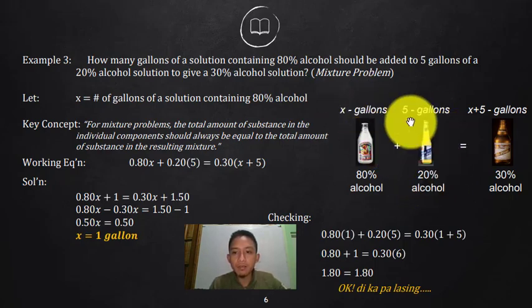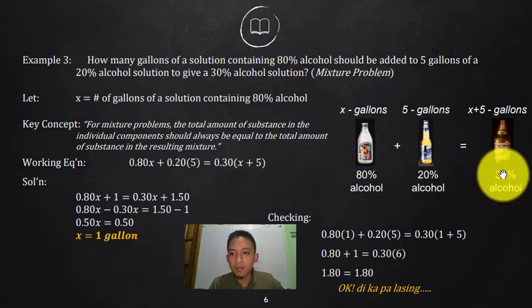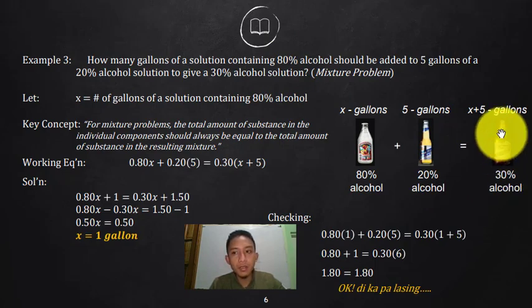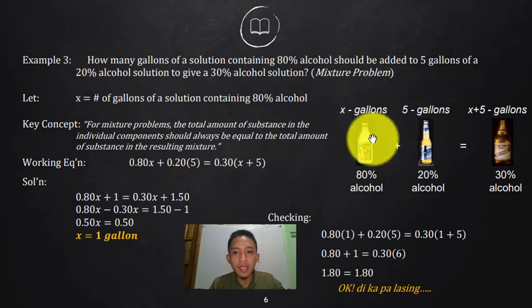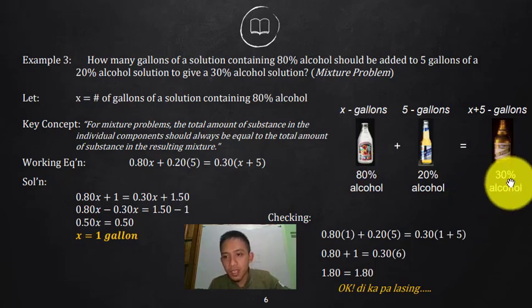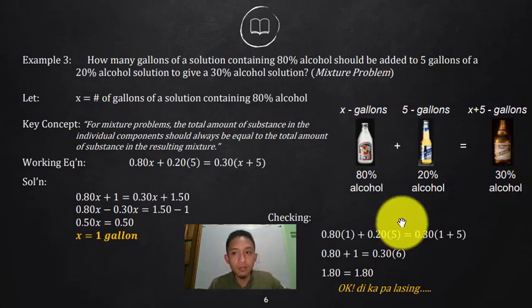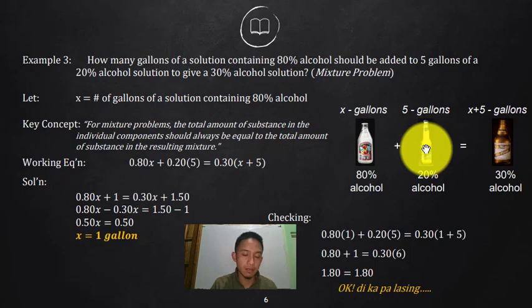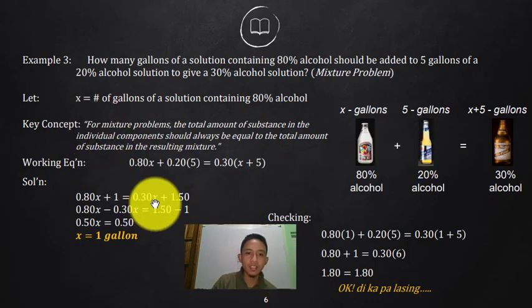If I mix them together, the problem says we will end up with 30% alcohol. But the question is, we do not know how many gallons of the 80% alcohol we need so that mixing it with this one gives exactly 30% alcohol. Okay? So, what is our working problem?